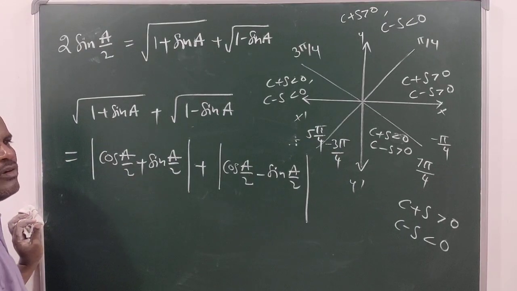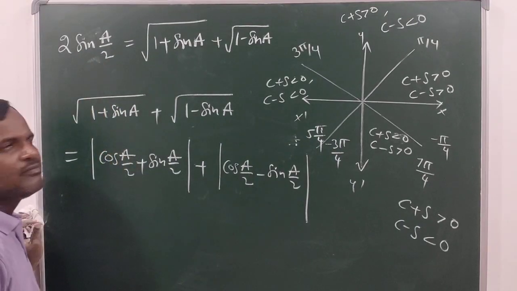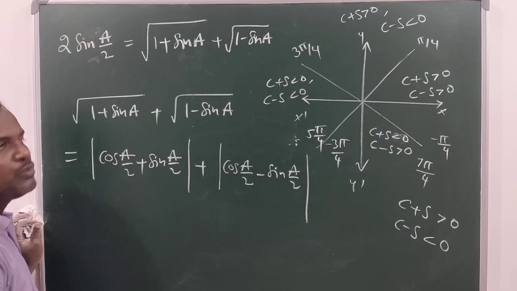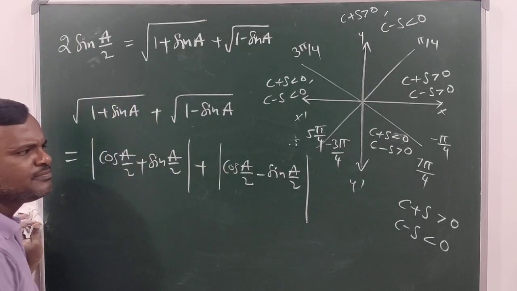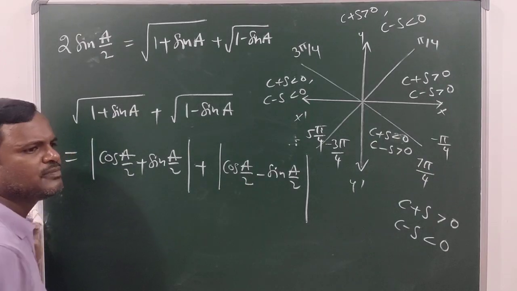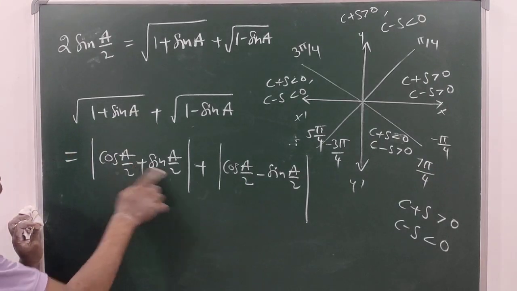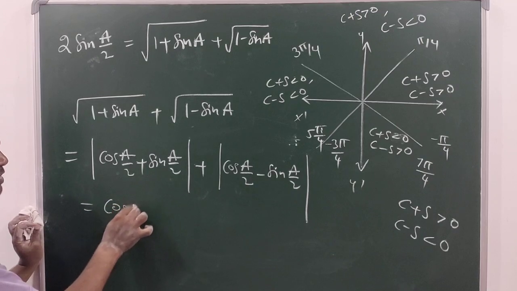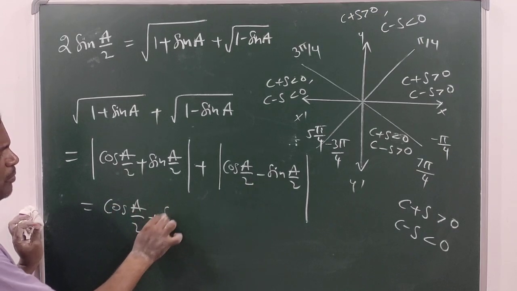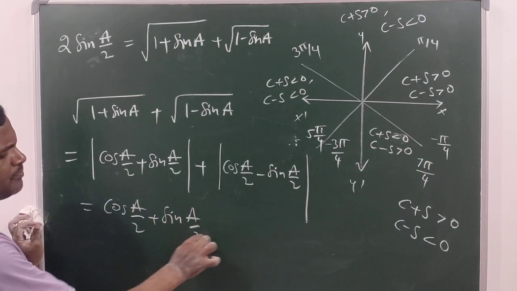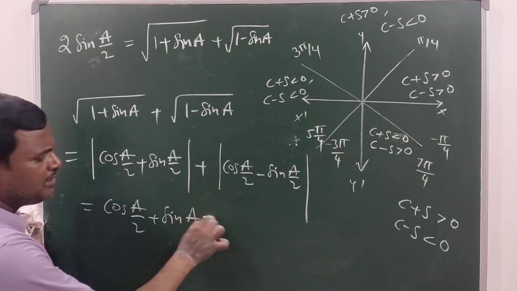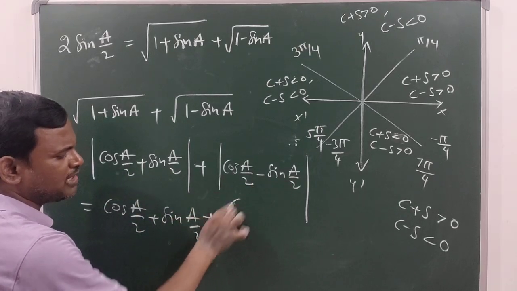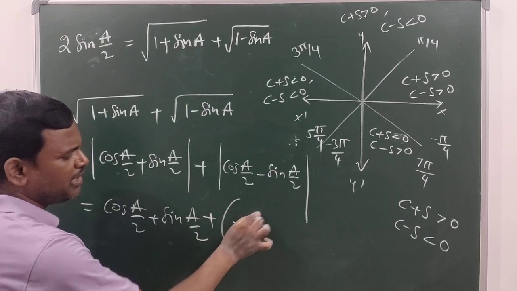Right. Now, our sum should be 2 sin A by 2. To get this 2 sin A by 2, what do you have to take for this and what do you have to take for this? Tell me. Take this one as positive. If you take this as positive, then cos A by 2 plus sin A by 2. Okay? Right. Now, I have taken plus, and this one I want to consider minus. If you take minus here.